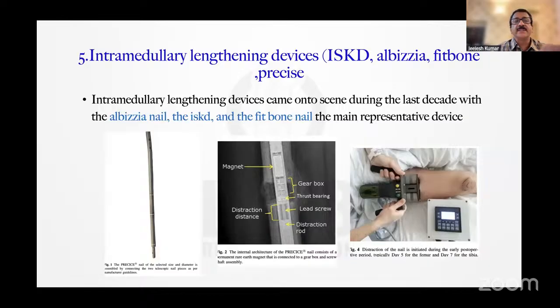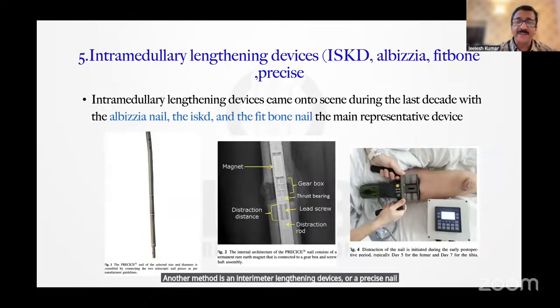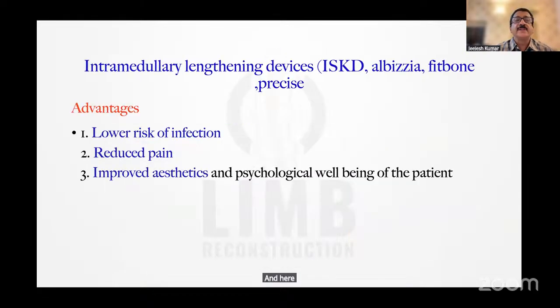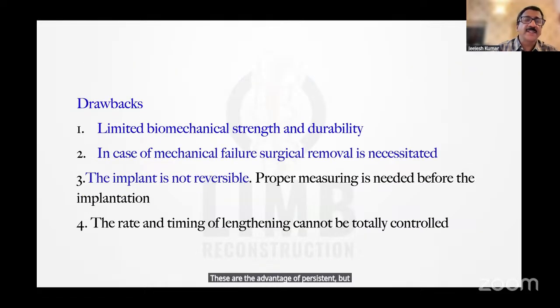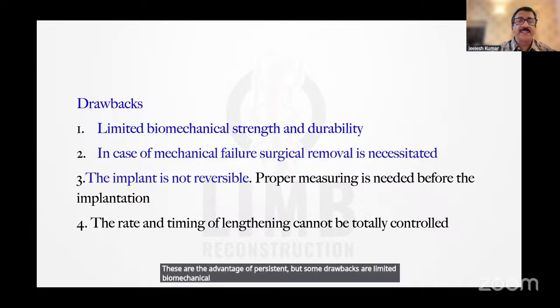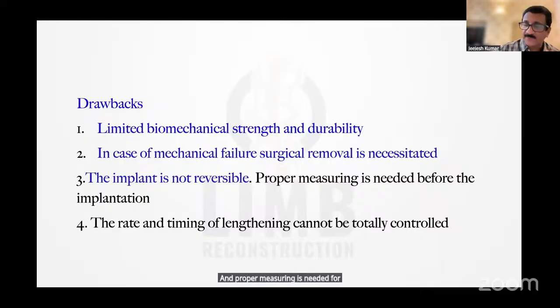Another method is intramedullary lengthening devices or the PRECICE nail. I don't have experience with this. And here intramedullary lengthening can be done using this. Lower risk of infection, reduced pain, improved aesthetics and psychological well-being of the patient. These are the advantages of the PRECICE nail, but some drawbacks are limited biomechanical strength and durability. In case of mechanical failure, surgical removal is necessitated. The implant is not reversible, and proper measuring is needed before implantation.